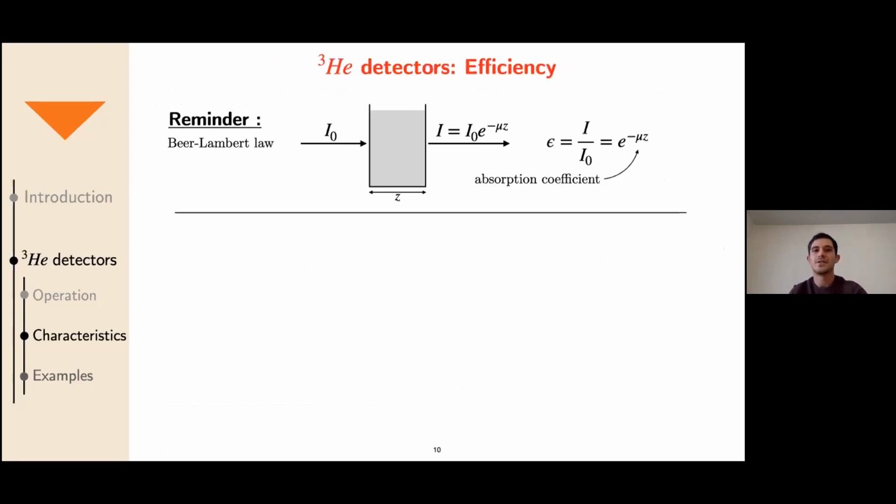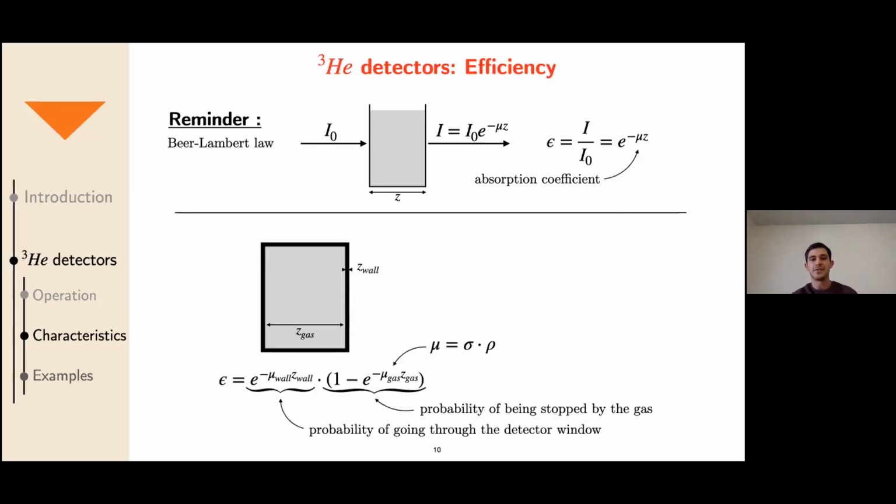Okay, so we will deal now with the efficiency of the helium-3 detector. But before that, let's do a quick reminder on the Beer-Lambert law. An incident beam passes through an absorbing medium, and then the output intensity is equal to the incident intensity times a decreasing exponential. And this decreasing exponential depends on the absorption coefficient. And the efficiency is the ratio of the two intensities.